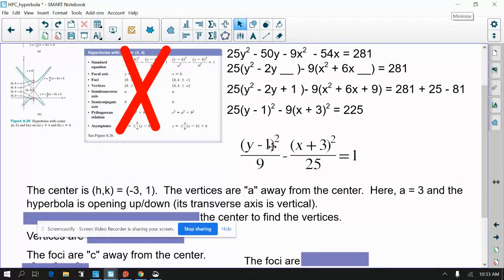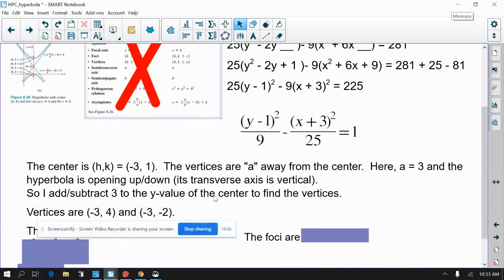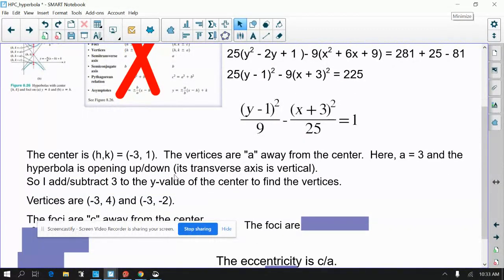And since this one is facing up and down, I need to go 3 up and 3 down from this center, and that will be each vertex. So when you're saying up and down, you are thinking y values. So add 3 to 1, that makes the y value 4. Subtract 3 from 1, that makes the y value negative 2. Don't forget, they're definitely ordered pairs.